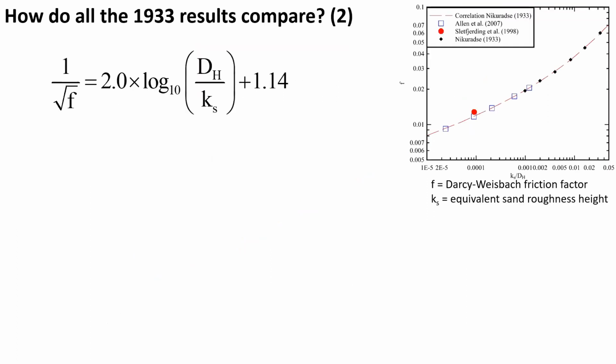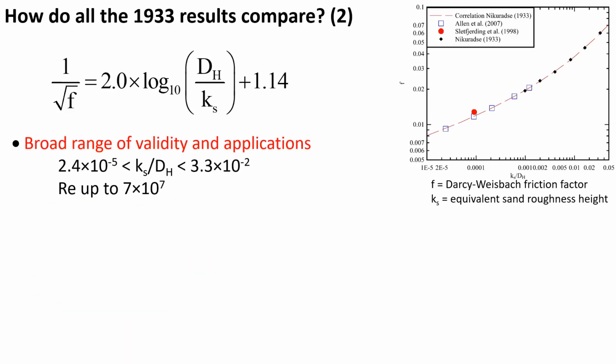In 1933, Nikuradse proposed this empirical formula to characterize the flow resistance in fully rough turbulent flow. This flow resistance formula has since been extended thanks to further new results, and is valid up to a Reynolds number of 10 to the 7.